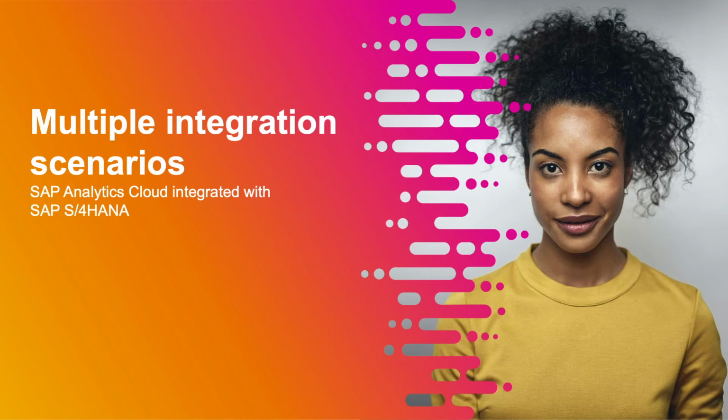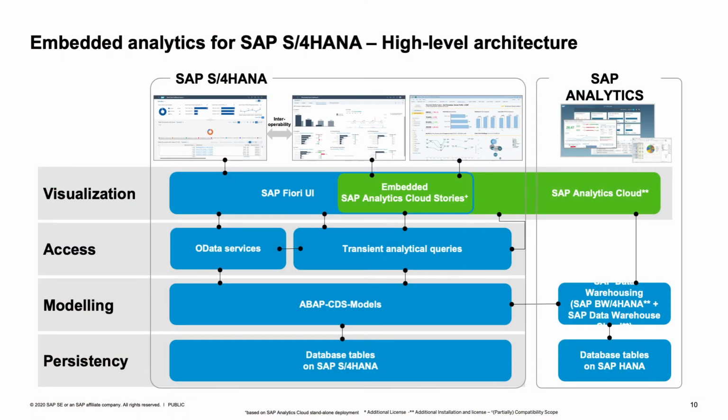We have seen how S4HANA Cloud embeds SAC. Let's focus now on S4HANA on-premise. Also here we see the high-level architecture. We still have the same data persistency, modeling, and access layers. The main difference to the previous picture lies in the visualization layer.